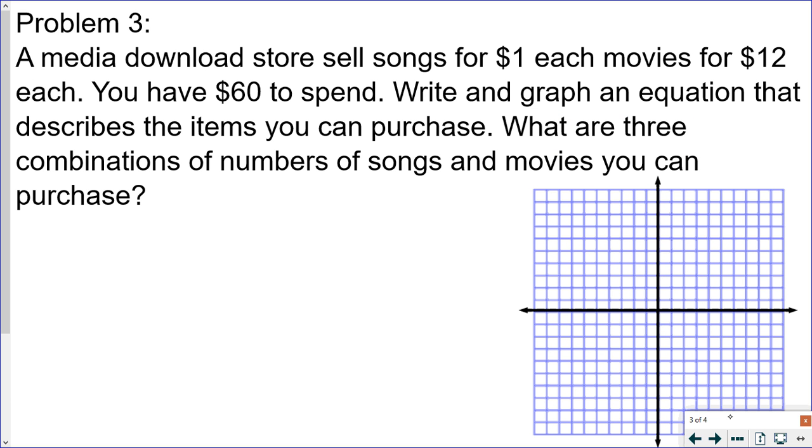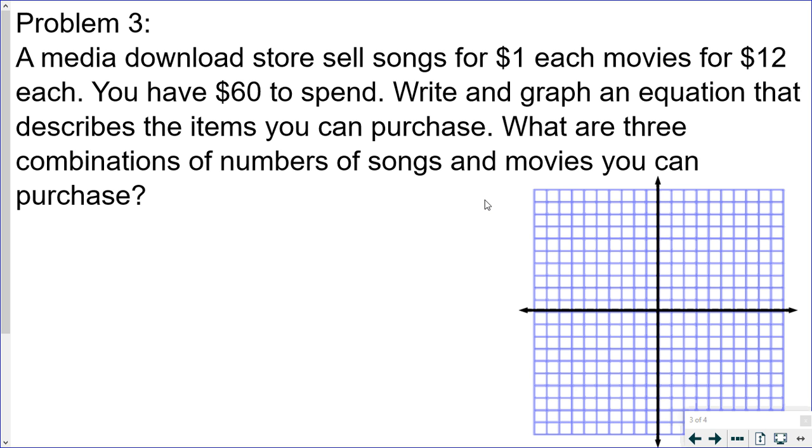So let's look at a word problem involving this. All right, so this says a media download store sells songs for, excuse me, $1 each, movies for $12 each. You have $60 to spend. Write and graph an equation that describes the items you can purchase. What are 3 combinations of numbers of songs and movies that you can purchase? So write and graph an equation.